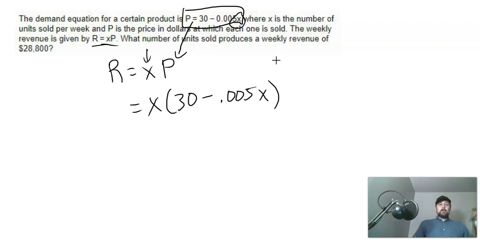What number of units sold produces a weekly revenue of 28,800? So this is the revenue that we're being given. And so we're going to have to plug that into the formula as well.